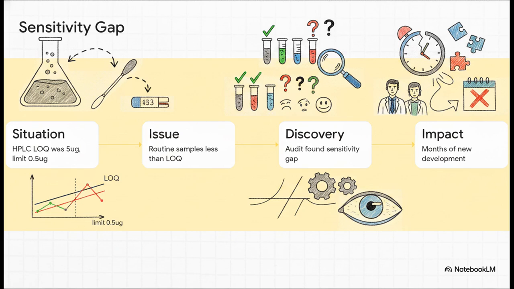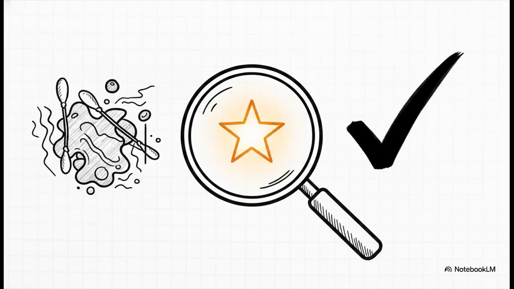It required anywhere from 6 to 12 months of entirely new method development to fix. Talk about a staggering delay, all caused by just one overlooked metric. Now, let's pivot and look at specificity.